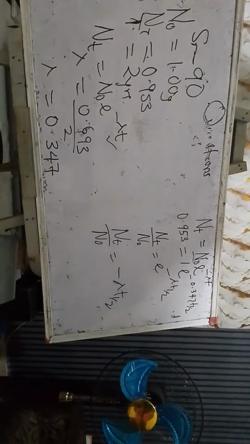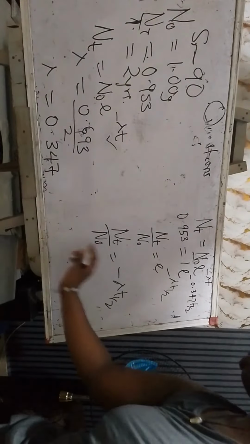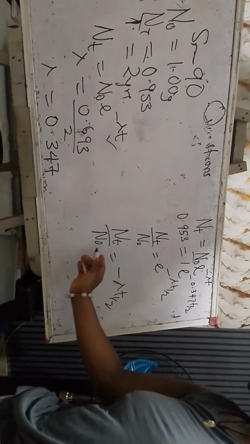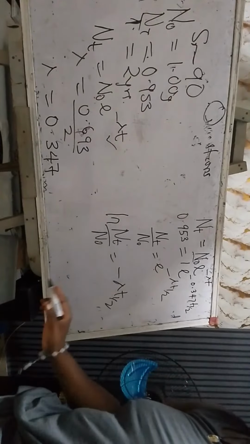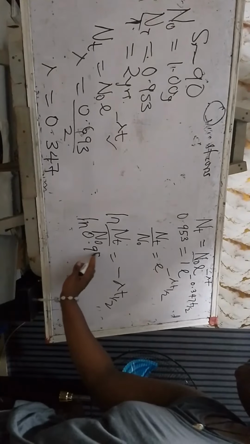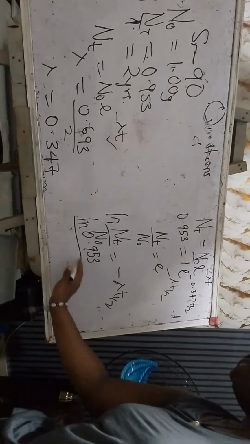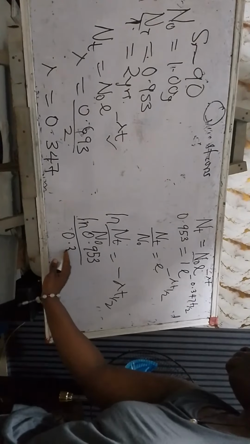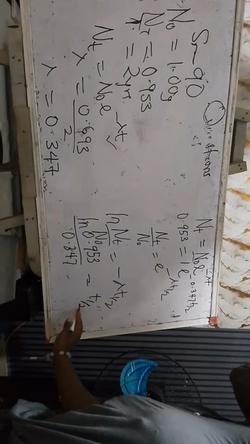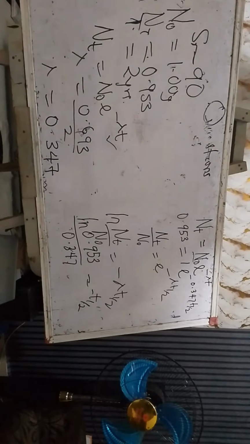T what? Half. So what is the value of Nt? It is 0.953. That is why I just divided through by 1. So that is the first step. Now we have gotten, sorry, you put your natural logarithm. So it means ln 0.953 divided by 0.347 is equals to T half. So what is your value of T half? Remember it's minus and it's natural logarithm. What is your value?